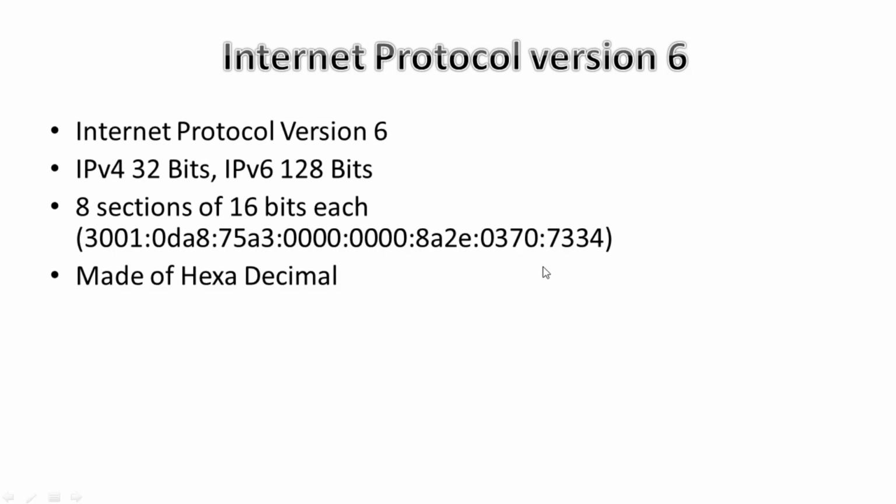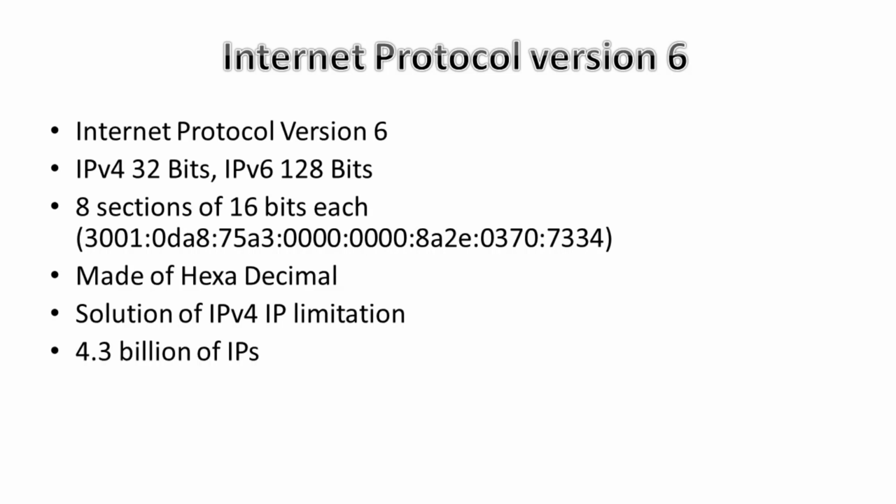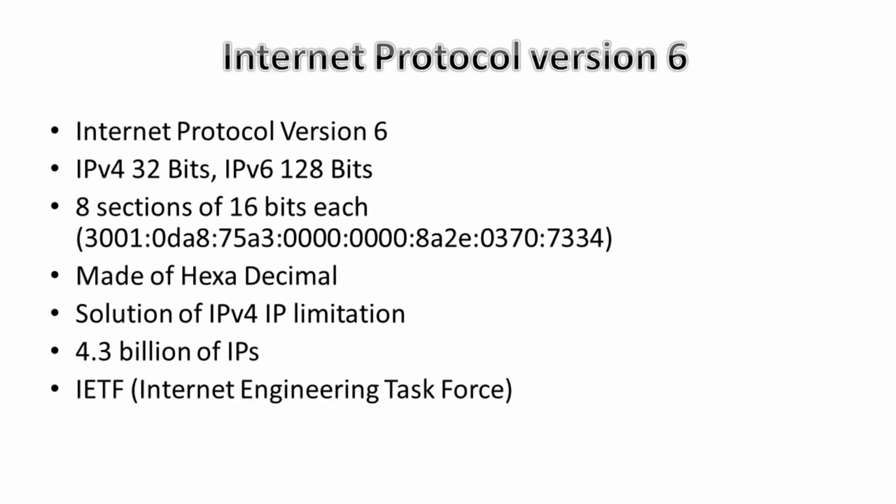The main reason to bring IPv6 was the exhaust limit of IPv4. Although IPv4 is enough at the moment, it can be exhausted in the future. So in IPv6 we can get billions of IPs. For example, in a subnet we can get around 4.3 billion IPs. That's why the IETF, which is the Internet Engineering Task Force, introduced this standard in December 1998.